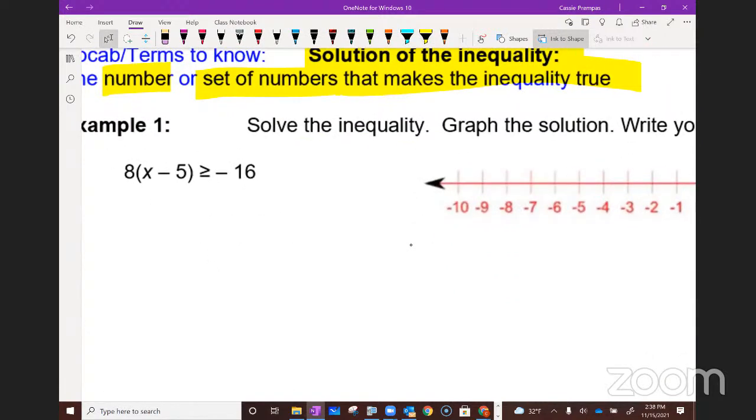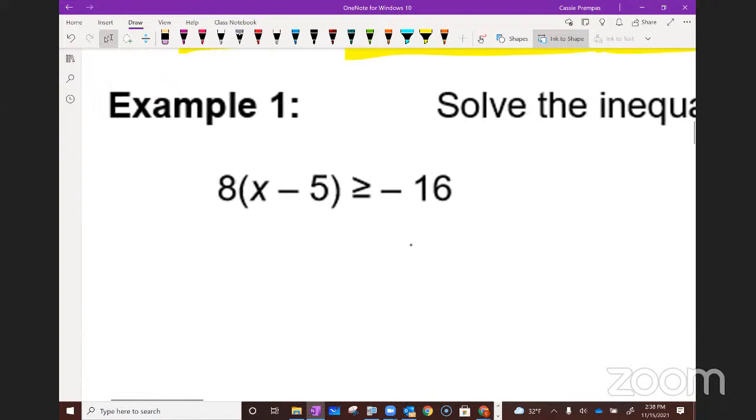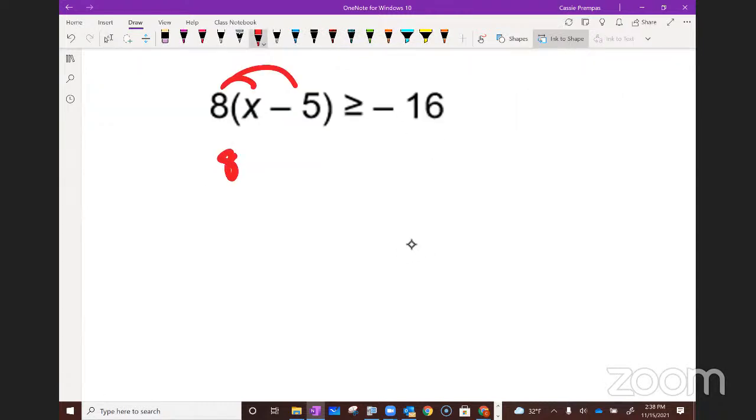Solve the inequality, graph the solution, write your answer in interval notation. When you're solving an inequality, you want to solve it basically as you would a typical equation. So what would you guys do in a typical equation format? What would you do with the 8? Good, distribute. So we'll distribute that through. And that will give us 8x minus 40 is greater than or equal to negative 16.